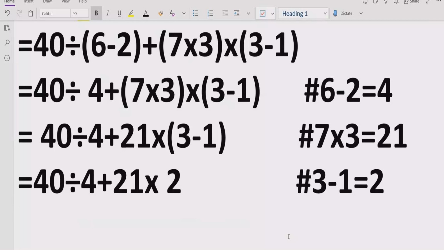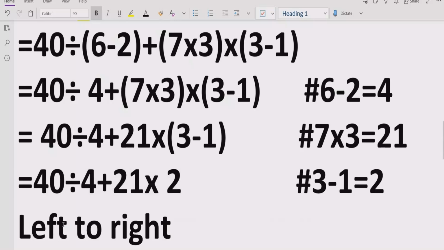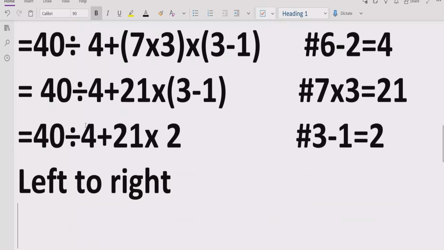Now move forward to solve the given expression using step number 3. Step number 3 says that you have to solve the multiplication and division. And this is the key step to solve the given expression. You cannot say that you will solve this one first or that one first. You have to go left to right in your expression and find out which is coming first. So here we have the division first. So we will solve this part first.